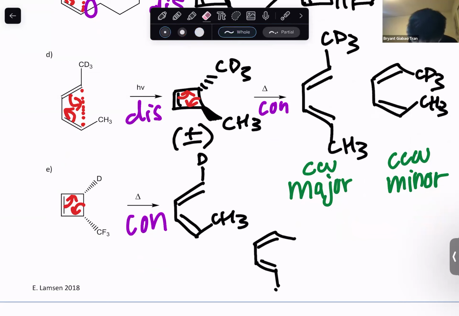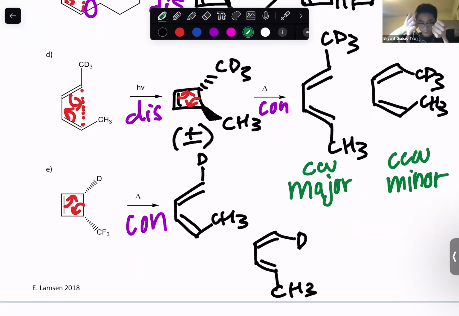Hold on. D, CH3, both going down, I rotate clockwise this way. This is the clockwise one. This is the counterclockwise one. Counterclockwise, right?